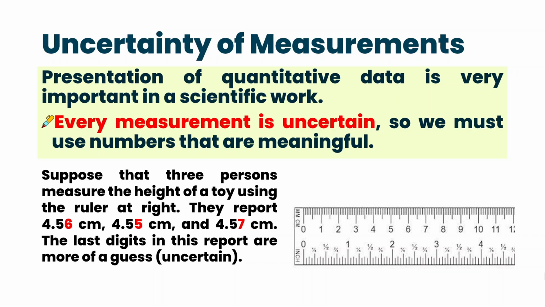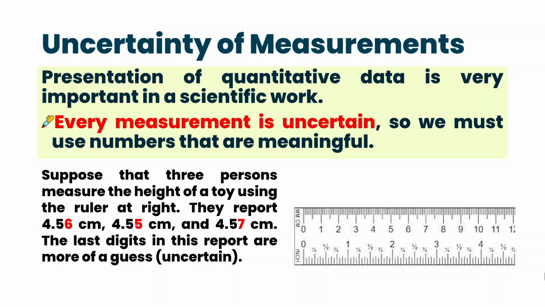Suppose that there are three persons measuring the height of a toy using the ruler at right. You see this ruler at right. One person reports 4.56 centimeters, another person reports 4.55, and another person reports 4.57. So they are different, no? The three measurements are different in terms of their last digits. These last digits are more of a guess and therefore they are uncertain.